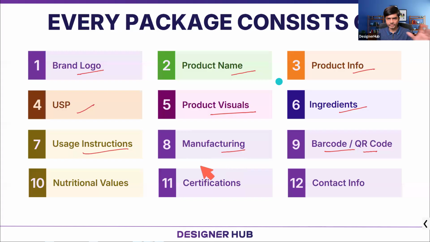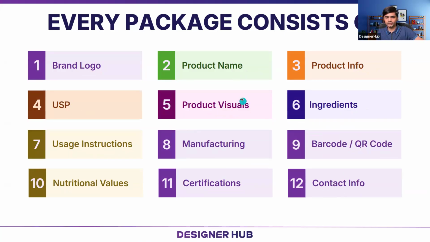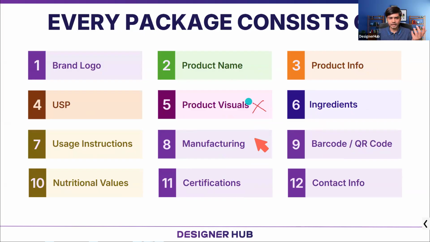barcode or QR code for the MRP scanning and all, nutritional value, again a mandate by the FSSAI body, certifications like the FSSAI certification or any other certifications that you have to compulsorily mention, and the contact info, whom to contact in case of complaints or emergency. Now, out of all of this, maybe one thing that could be omitted is the product visuals, and maybe the manufacturing information, which they would have hidden inside the QR code. But the rest is almost a mandate. That's why a minimum of 8 is compulsory, the average is 10, and 12 altogether.